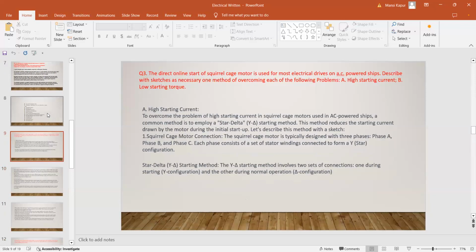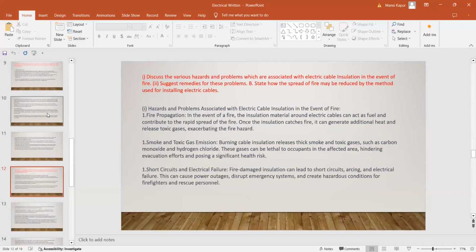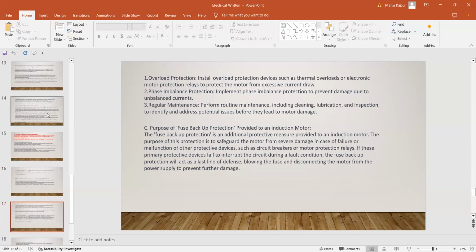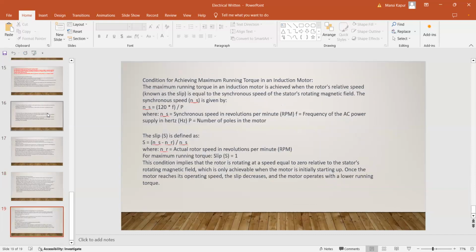Have we discussed this question? The direct online starter for a squirrel cage motor is used for electrical drive on an AC powered ship. This question we have already done or not yet? Squirrel cage motor we have discussed, no? That is the starter. I think that is the first question. Squirrel cage, and this one is starter. So do you want to go for the question first or the numerical first? Better numerical, right? Because numerical takes time.